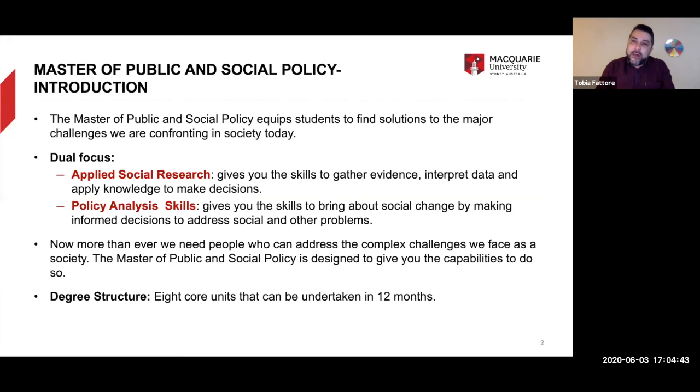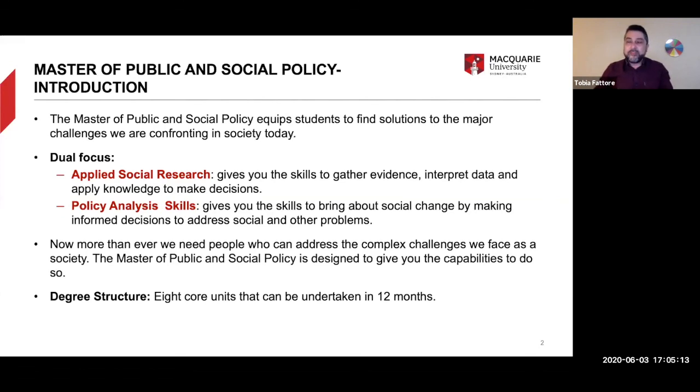And so what the Masters of Public and Social Policy equips students to do is to find solutions to the major challenges that we are confronting today. And it does this by developing skills to make sense of the world through critical inquiry. And specifically, it does this through this dual focus of developing applied social research skills and also policy analysis skills.